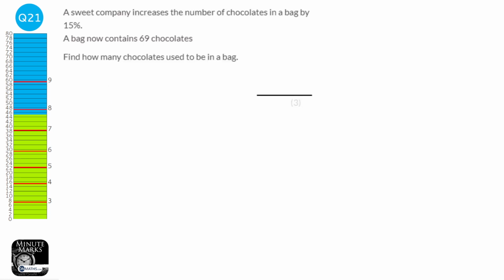So what's happened here is that the company's increased the amount of sweets by 15%. So we're just going to focus on that and work out what the multiplier would be first.